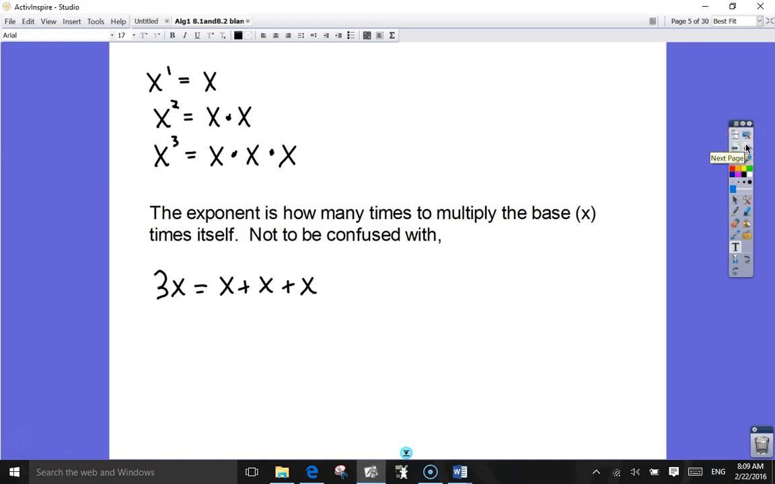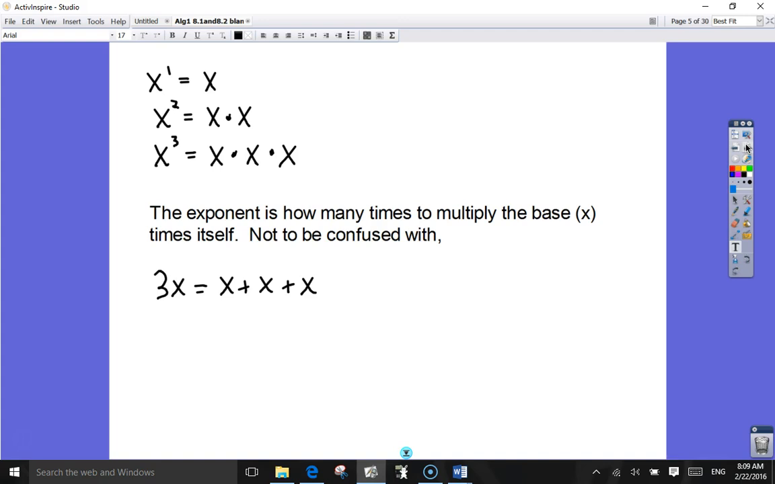So let's remind ourselves what it is to raise to a power. What does it mean when we raise to a power, right? If I say x squared, that means x times x. Multiply that thing, the base, times itself 2 times. X to the third would be x times x times x. Multiply the base times itself 3 times.